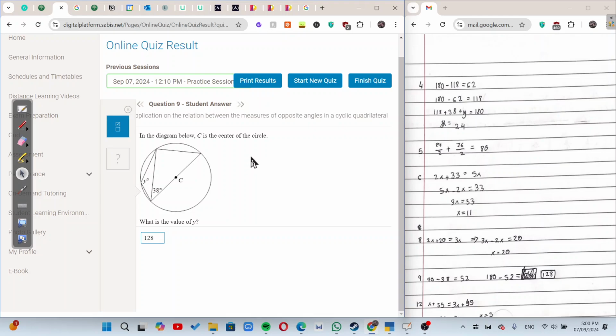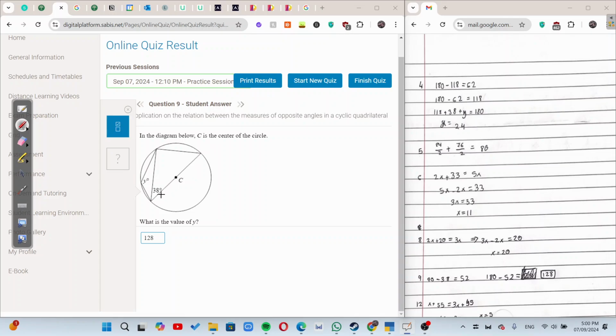Here again we have another cyclic quadrilateral. But here we have to solve it a bit differently because we don't have any opposite angles to each other. So for this question, you have to see that this here is a triangle. Now we need to know that this line over here is a diameter because it's passing through the center of the circle. So the diameter makes the triangle into a semicircle. If it makes it into a semicircle, it means that this arc, this angle here, is equal to 180.